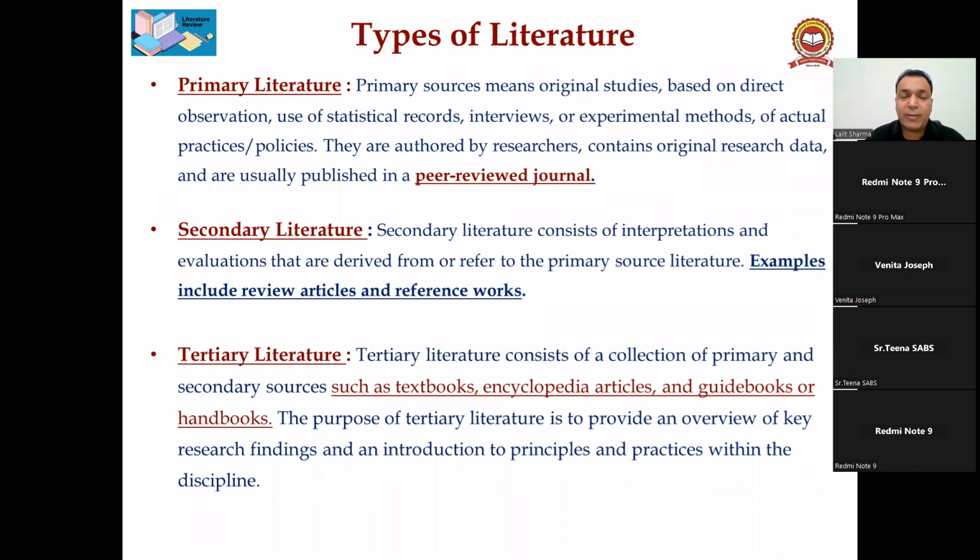Okay. So guys, you should be aware of that, being scholars. What are the types of literature? Okay. One is primary literature, one is secondary, and third is tertiary literature. Which are the primary literature? Primary literature is a primary source, meaning original studies based on direct observation, use of statistical records, interviews, experimental methods, or actual practices or policies. They are authored by the researcher, contain original research data, and are usually published in peer-reviewed journals.